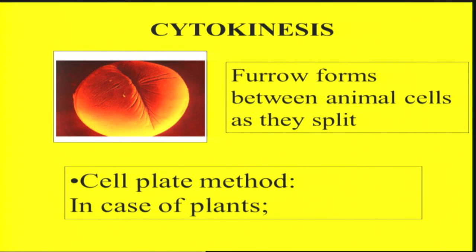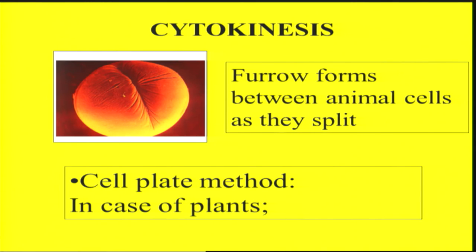Now, one of the important facts is how cytokinesis takes place. It differs in animal as well as plant cells. Cytokinesis is the process by which the entire cell is divided from the single mother cell. In the case of animal cells, cell furrows are formed from the periphery, and that will move towards the center. So, it is by cell furrowing or invagination that the animal cell will divide.